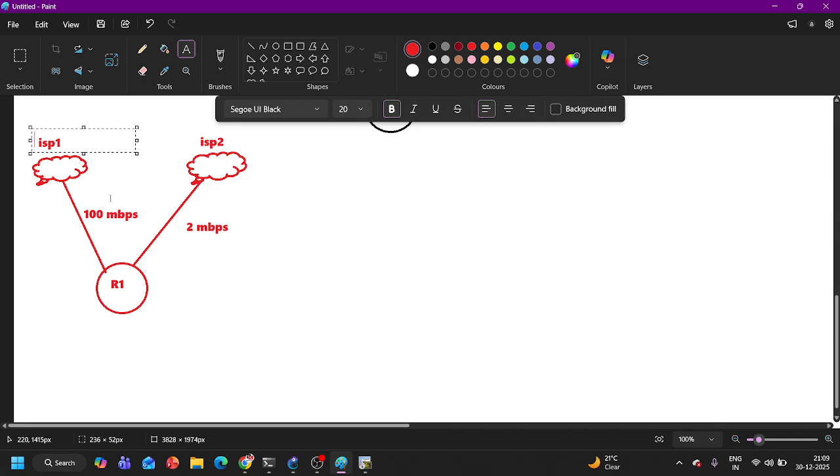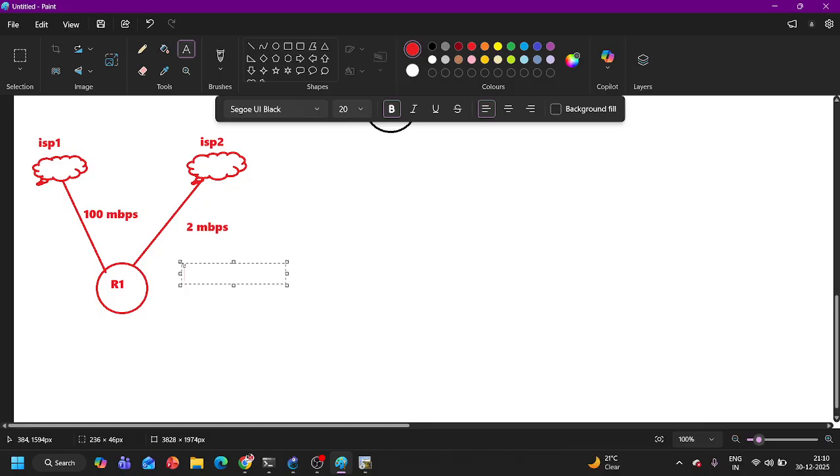But here I ask you, if this link is up, then traffic should go through ISP1. Otherwise, automatically the router should fail over the traffic towards ISP2. If the line protocol of this interface goes down or this interface is not up, right, there is no L2 connectivity between the ISP router and my edge router, then start forwarding traffic towards ISP router number 2.